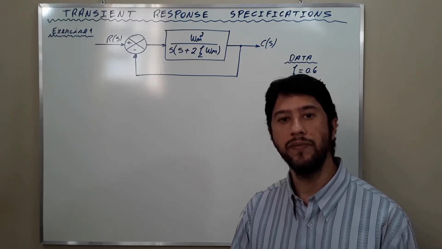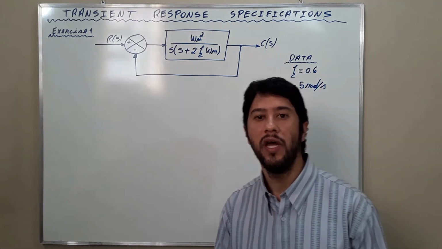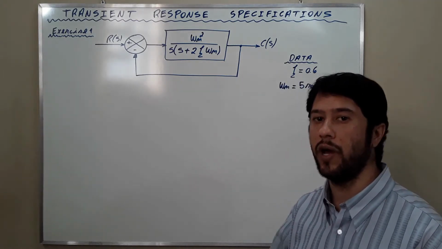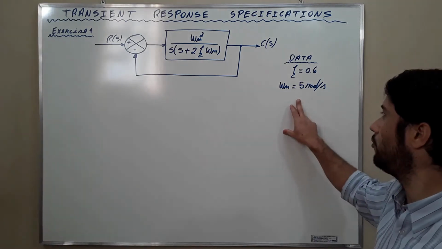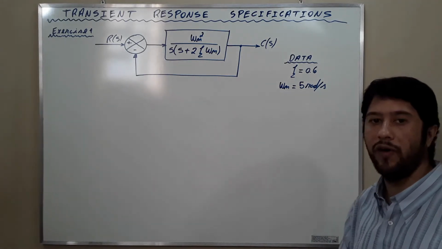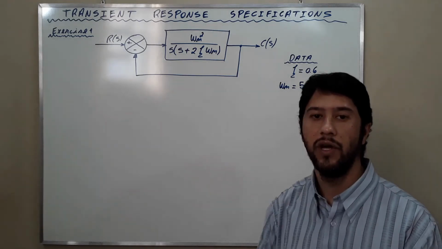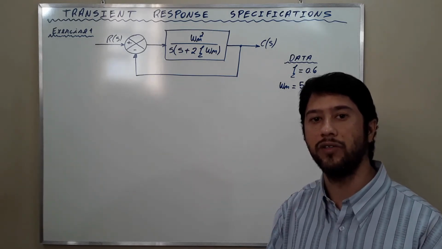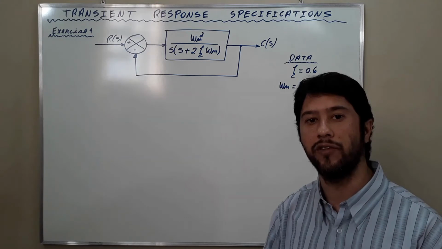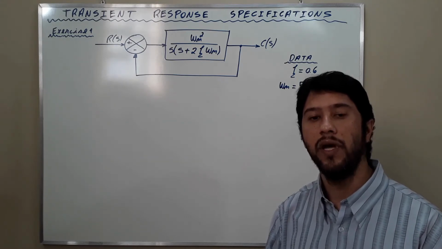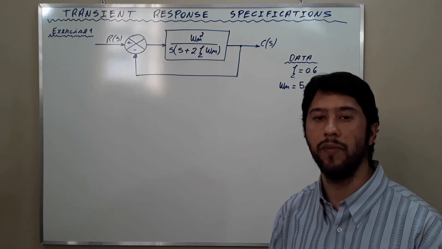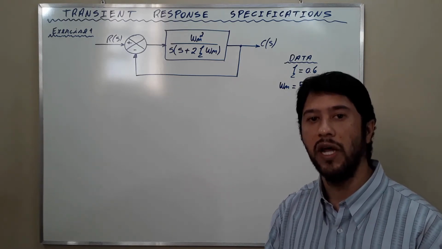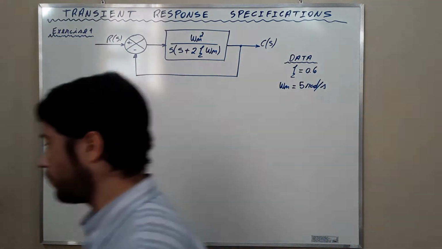Let's go to them. Exercise number 1 says that for the system described by this block diagram, zeta is 0.6 and Wn is 5 radians per second. With this data, the exercise wants us to calculate the rise time, the peak time, the maximum overshoot, and the settling time. Okay, my friends, this is the question. Let's go to the solution.